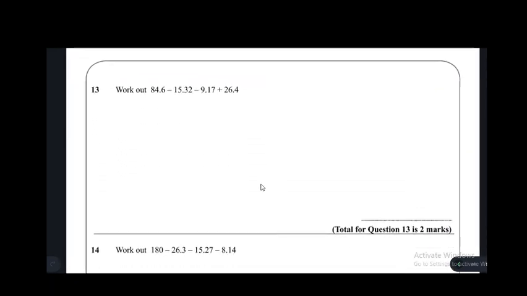Alright, so we go to the next one. Now, this one is starting with subtraction. So we start with 84.6 and we take away 15.32. So I'm gonna have to start with 2 at a time, guys, so that I do not get confused.